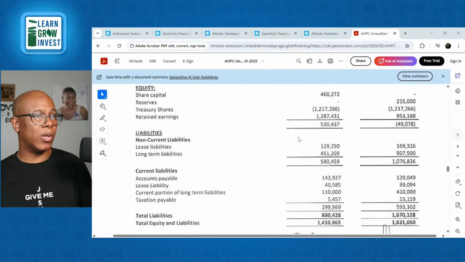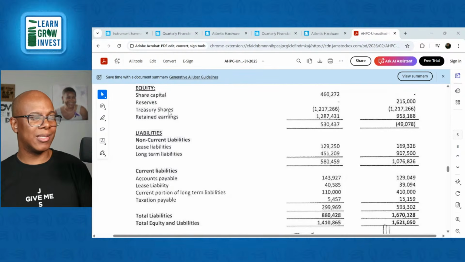All right. So the company would have had an IPO where they issued shares. So that's why we're seeing share capital here as opposed to the year before. So in 2024, they had not issued any shares to the public. Now they have, so that makes up their share capital here. We have reserves. Reserves are pretty straightforward here.